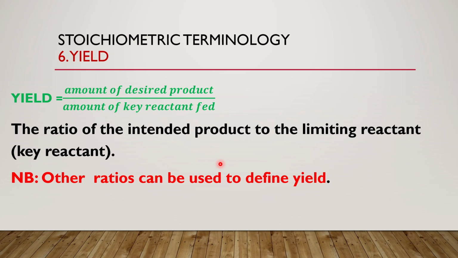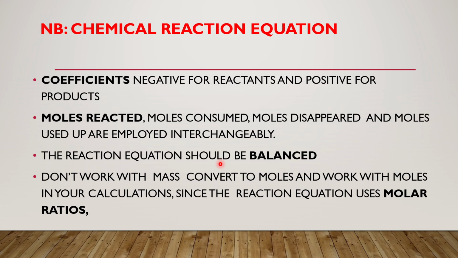What we should also note, what is very key, are the things mentioned here. You've got coefficients in your chemical reaction equation. The coefficients are negative for the reactants and positive for the products. When the moles react, you've got moles consumed, moles disappeared. It's one and the same term, just used interchangeably. We can say the moles that have disappeared in the reaction, the moles that have been used up, the moles that have reacted, the moles that have been consumed.